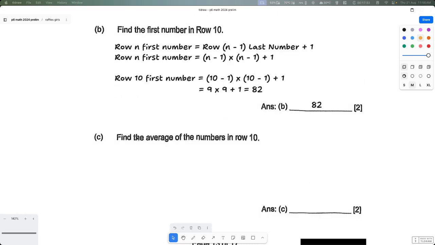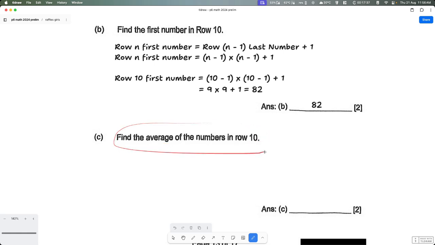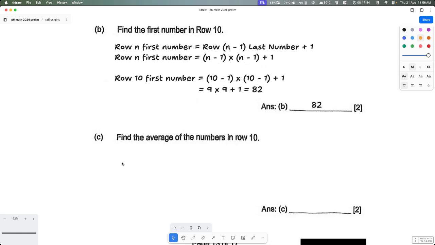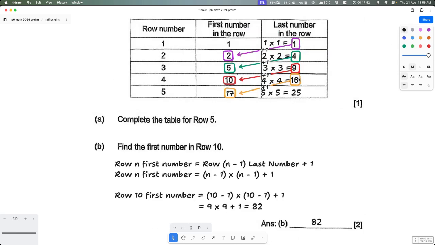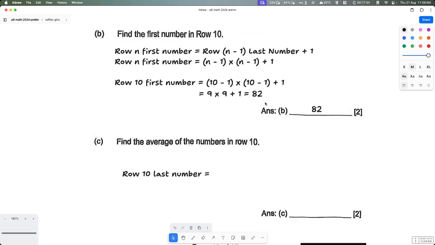All right, so lastly, part C over here. Find the average of the numbers in row 10. So we know the first number is 82. Then, let me put here, row 10 last number. The last number is just a number times itself, so 10 times 10 equal to 100.